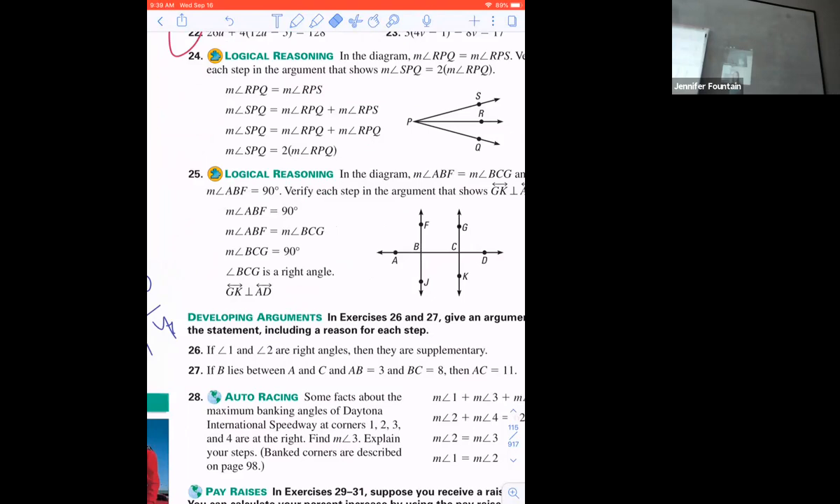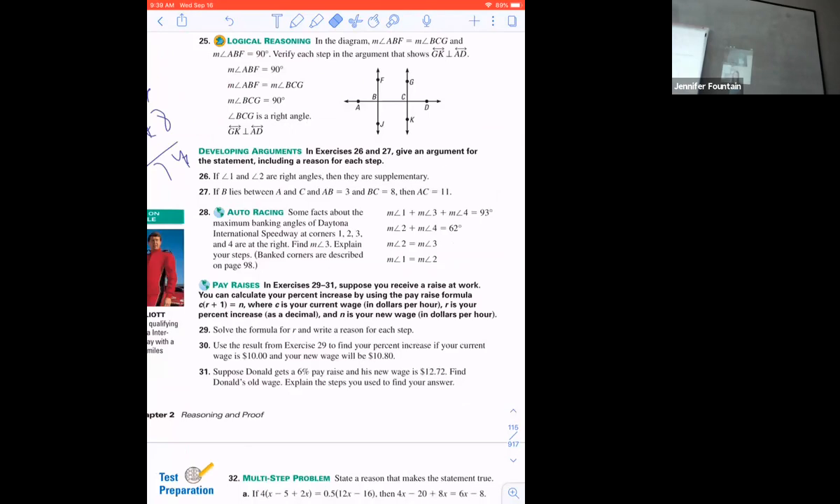26, it says in exercises 26 and 27, give an argument for the statement, including a reason for each step. So in 26, it says, if angle 1 and angle 2 are right angles, then they are supplementary. Okay, so what would your argument be for that? What tells us that? Okay, they're both 90 degrees. And so 90-degree angles add together to make what? 180 degrees.